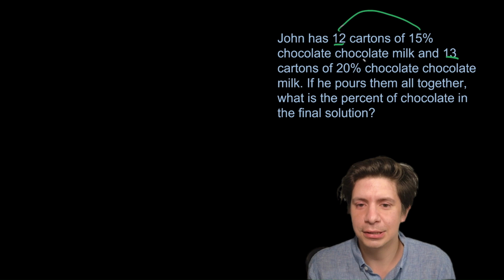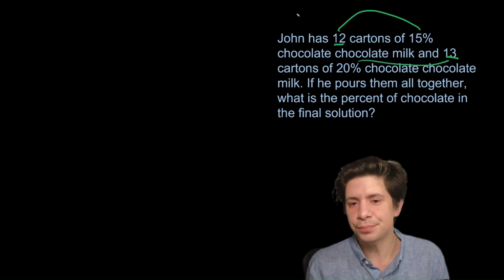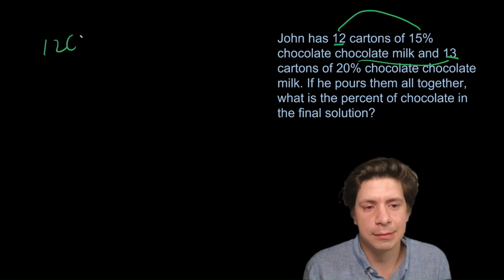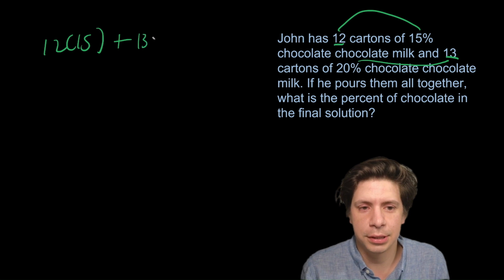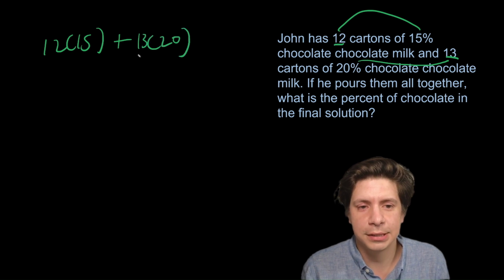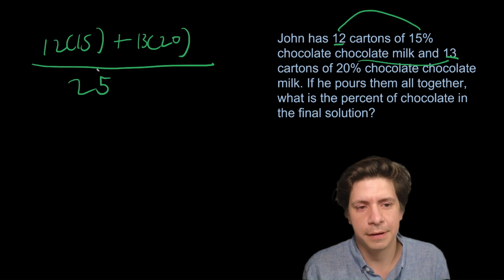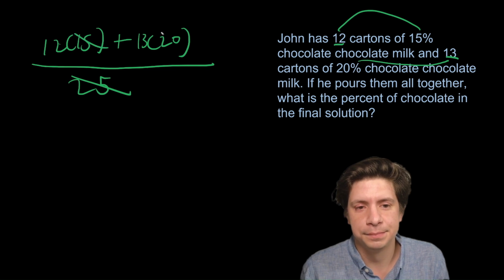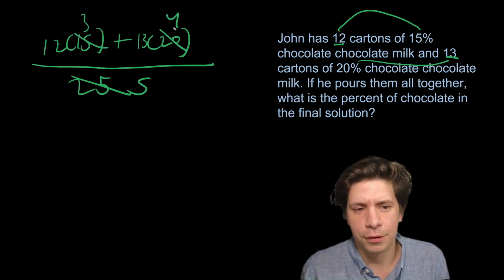So you multiply each of them together with their number of cartons, add them up, and divide by the number of cartons. So that's going to be 12 times 15. I'm going to leave it as a percent since our answer will be percents anyways, plus 13 times 20 all over 25. And now you can actually divide everything by 5. So that becomes 5 on the bottom, 3, 4. That's a fun trick there.